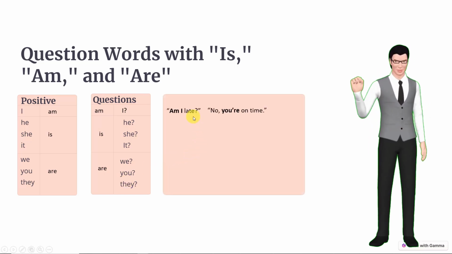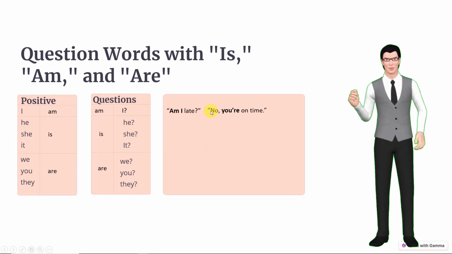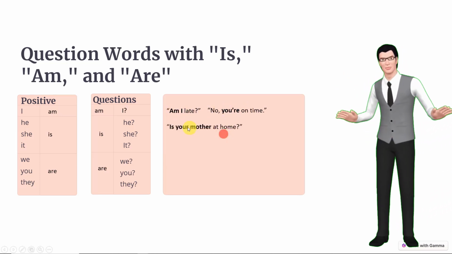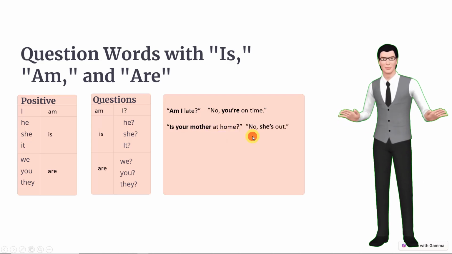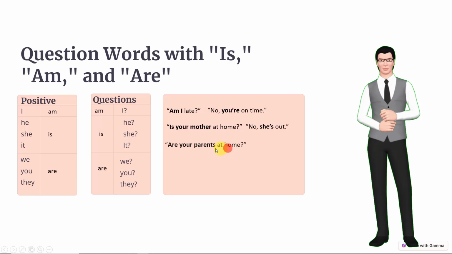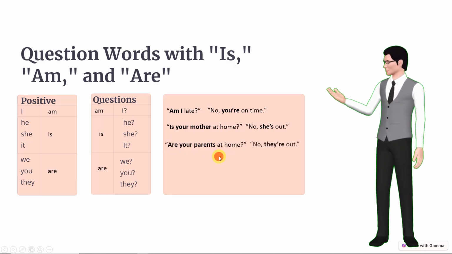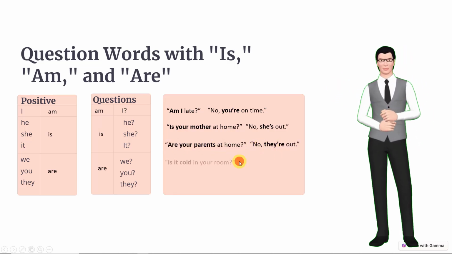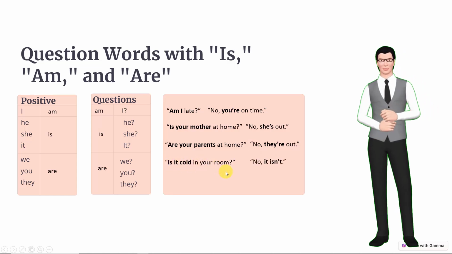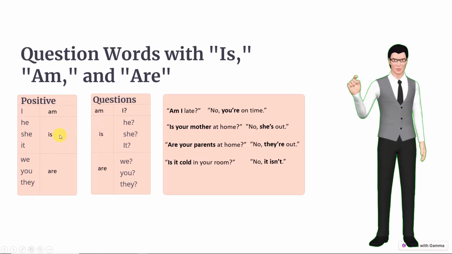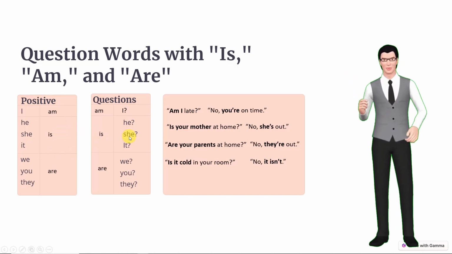Like for instance, am I late? No, you're on time. Is your mother at home? No, she's out. Are your parents at home? No, they're out. And of course, is it cold in your room? No, it isn't. Guys, these tables over here, make sure you know them by heart.